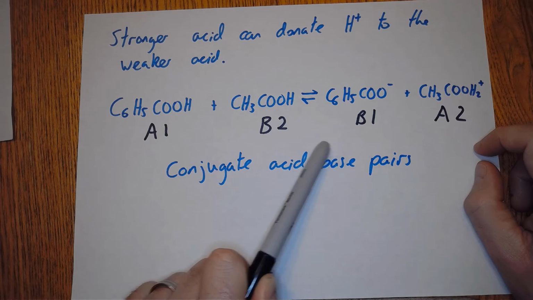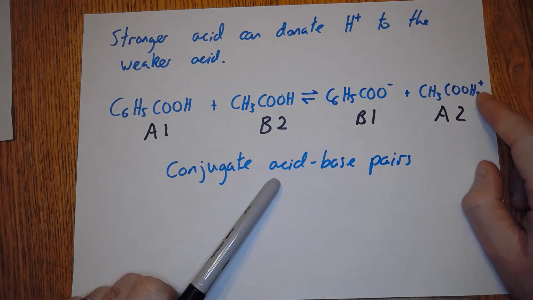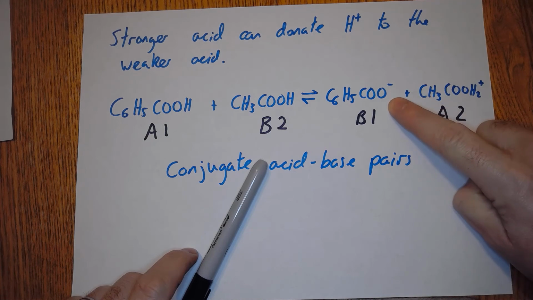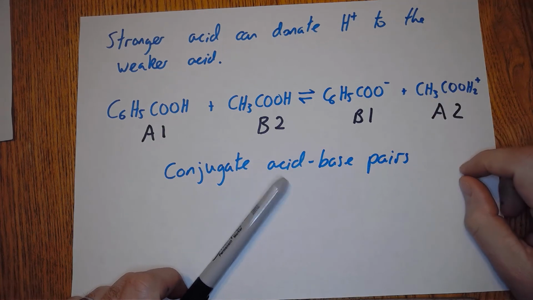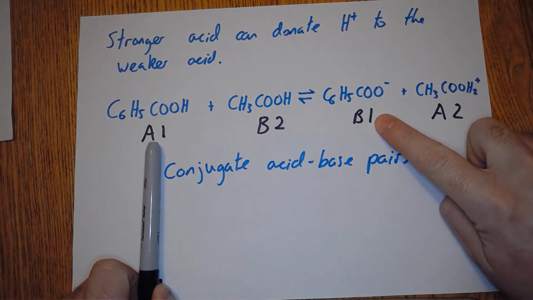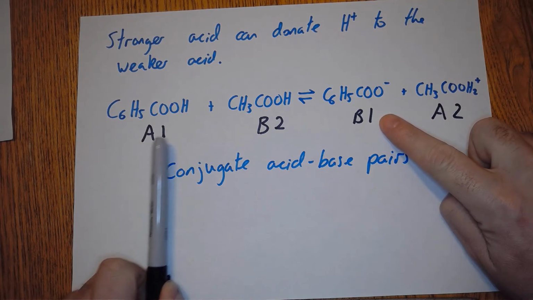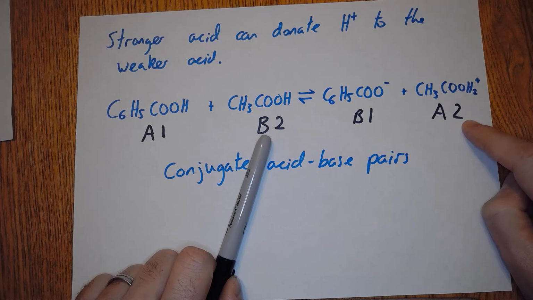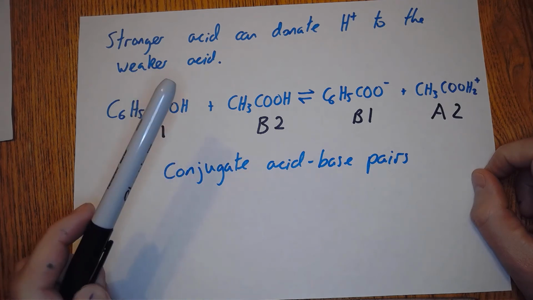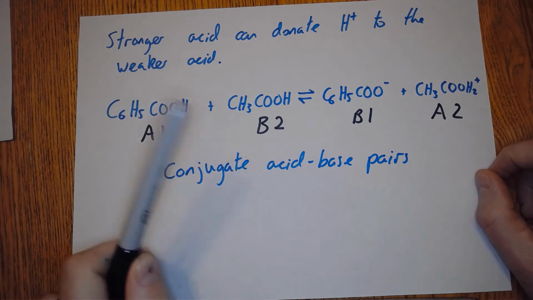But when the reaction goes in reverse, it's the opposite way around. This one is acting as an acid because it will lose its H plus, and this one will be the base because it will regain the H plus. The numbers just show the pairs. A1 goes with B1. Those two are a conjugate acid-base pair. B2 goes with A2. They're a conjugate acid-base pair. So to know which one donates the H plus, you have to know either its Ka or its pKa values. And the stronger acid will donate the H plus.